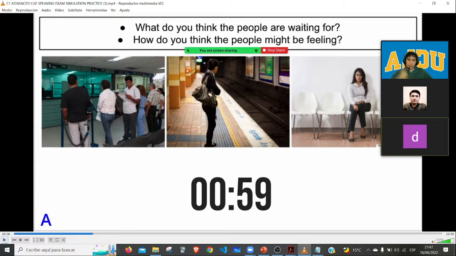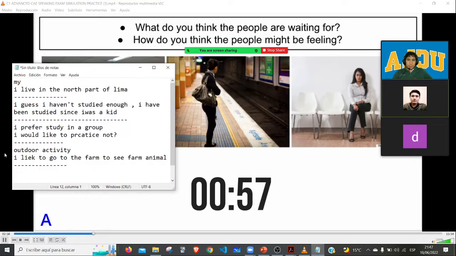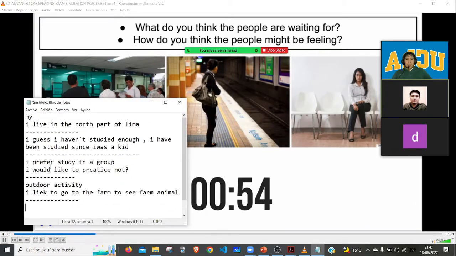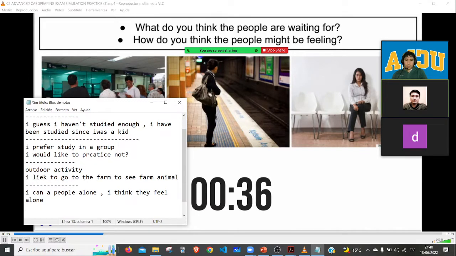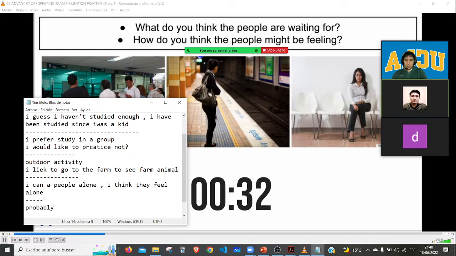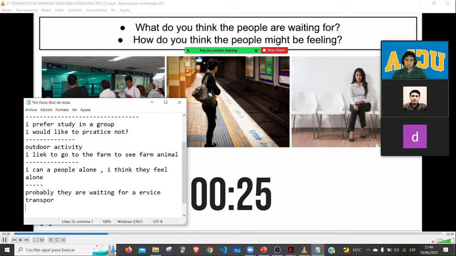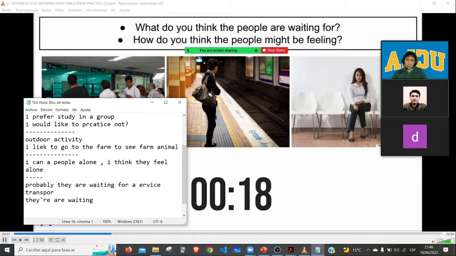3, 2, 1, start. In both of the pictures, I can see people alone. And I think they feel very, very alone. What do you think the people are waiting for? Probably they are waiting for a service or for transport, or to do something. How do you think the people may be feeling? Maybe they are waiting, and thinking about different kinds of things in their mind. Okay, that's all.